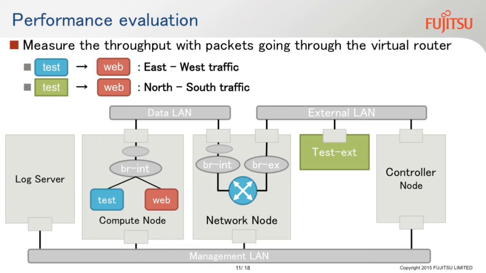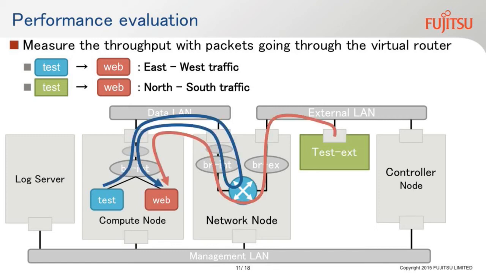If the customer or the operator wants to use the logging filter, they have to consider how much this filter impacts the current existing system. So we have to consider the performance evaluation. It means we have to measure the throughput, which is the packets going through the virtual router, in the case of east-west traffic and in the case of north-south traffic.